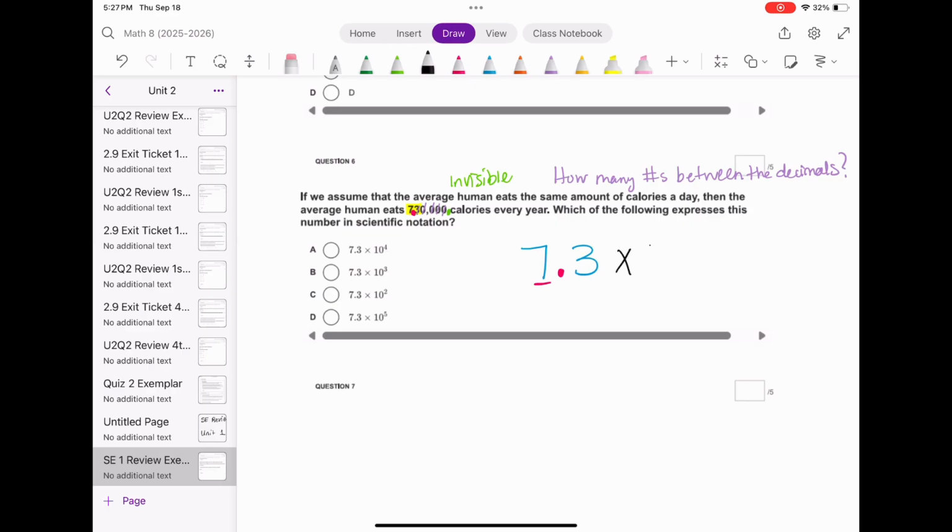Now, is that 5 going to be positive or negative? The standard number is a big number, so it's going to be positive. You can also think of it as the standard number does not start with 0, so the exponent in scientific notation is going to be positive.